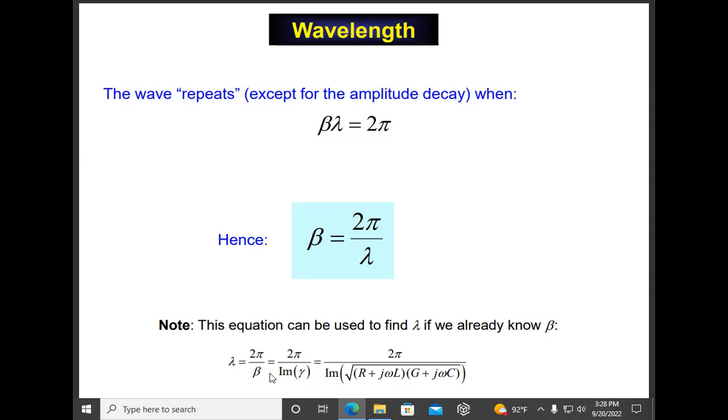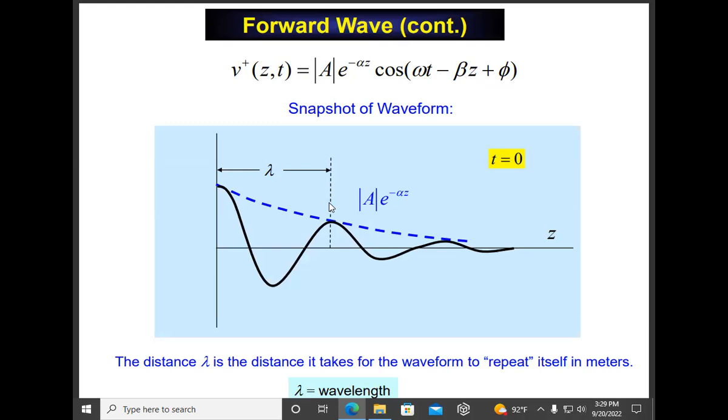So here it is written out in mathematical form. So lambda is 2 pi over beta, beta is the imaginary part of gamma, and gamma is that principal square root of R plus j omega L times G plus j omega C. So here's the final mathematical equation. Lambda is 2 pi over the imaginary part of this principal square root of this term here. That makes sense? So now I'll work on an example later, but I give you any coax and all the dimensions and everything. And then given a certain frequency, so you know omega, you can calculate the wavelength. The distance, again, it takes to repeat.